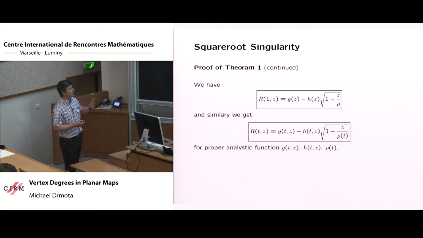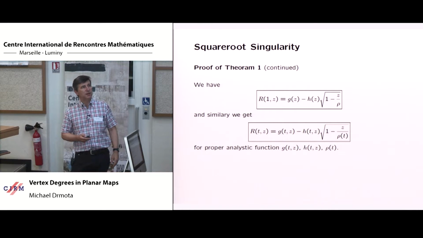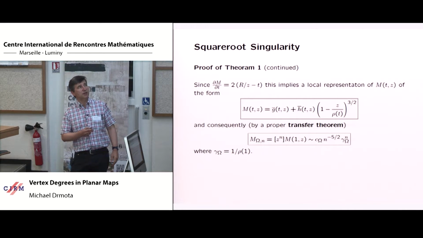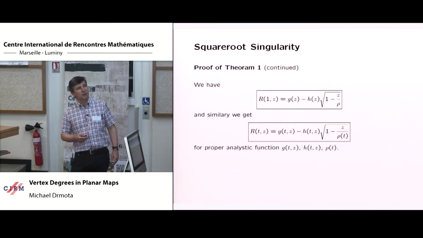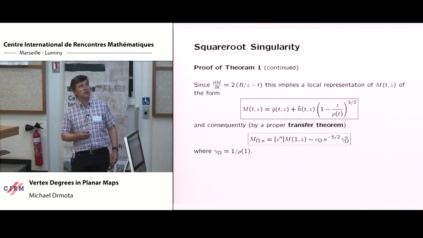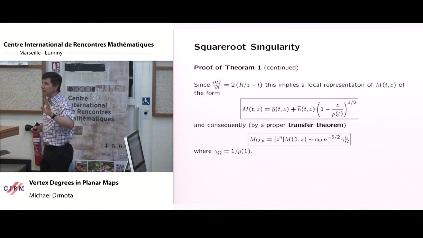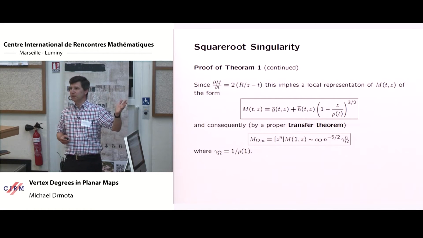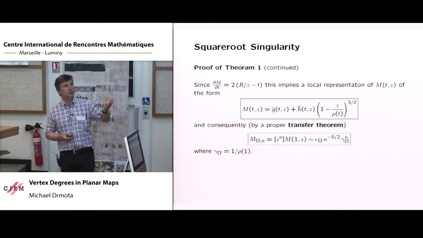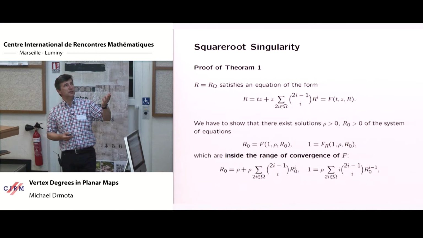Fortunately this method is very robust. We can also put in some parameters, and we also get a square root singularity. And what we have to do is to integrate with respect to t. Therefore we have to put a t here, so we integrate. And if we integrate the square root singularity, we get a singularity of this kind. And from this, it almost directly follows that you get this kind of asymptotics. So this proves theorem 1 in the bipartite case, but this is not new because this was already proved by Bender and Canfield.